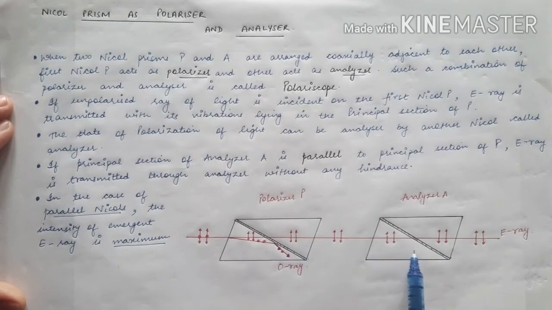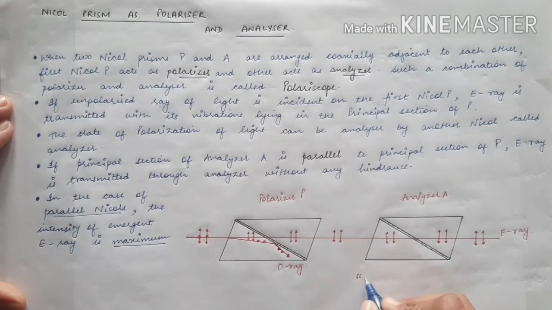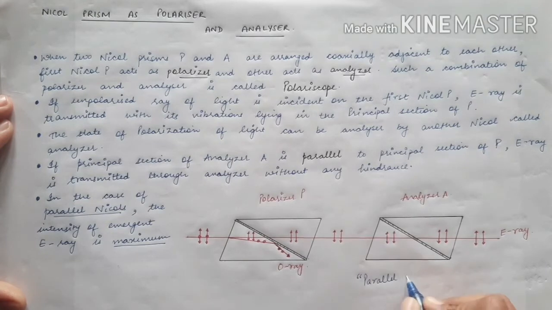Now this other Nicol prism which has been kept here is kept such that its principal section is parallel to the principal section of the first Nicol prism. So in this arrangement I have the first Nicol prism P and another Nicol prism A, arranged in such a way that the principal sections of both prisms are parallel to each other. In this particular arrangement, the Nicol prisms are said to be parallel Nicols.